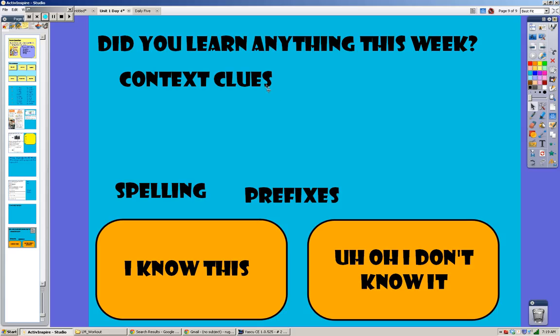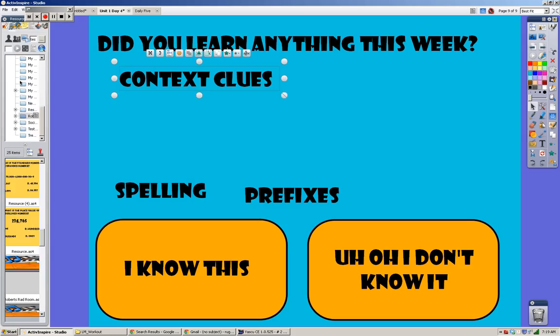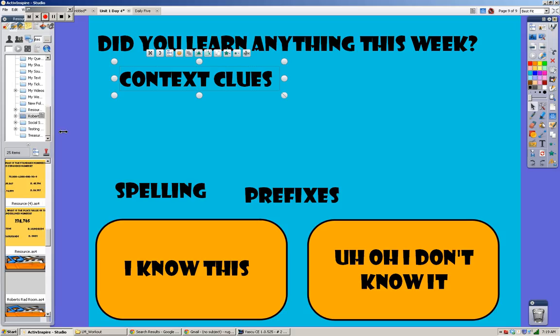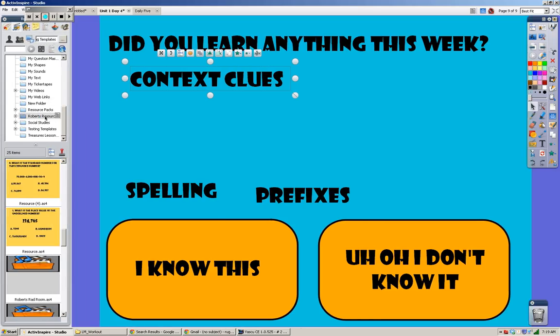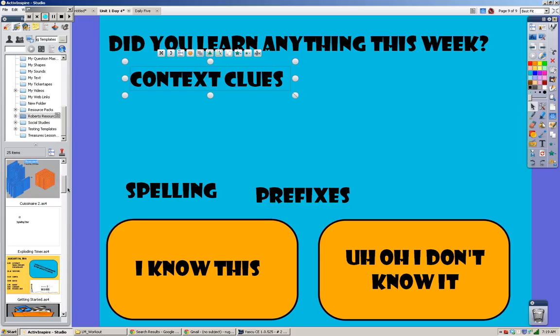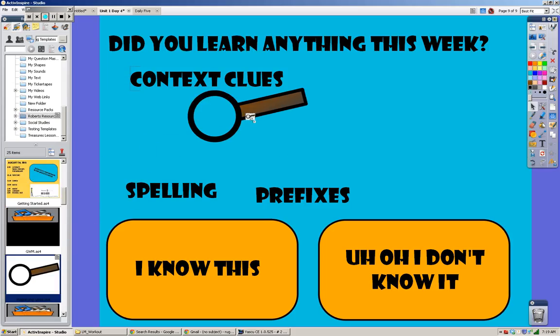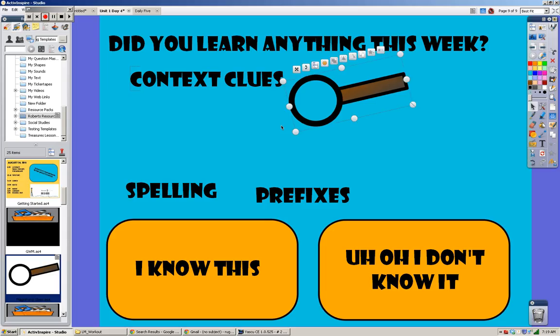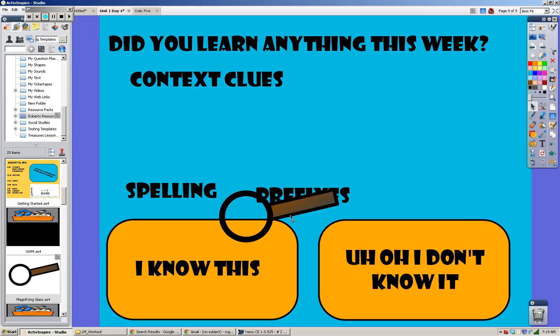So using context clues is a very important skill that we will be talking about more and more as we go along throughout the year. Just remember, if you read a sentence and you don't know what a word is, use the clues around you. Use your magnifying glass. I'm going to pull up my magnifying glass here just because I can. So it's right there. You're going to use the clues to identify what the word means. So there you go.